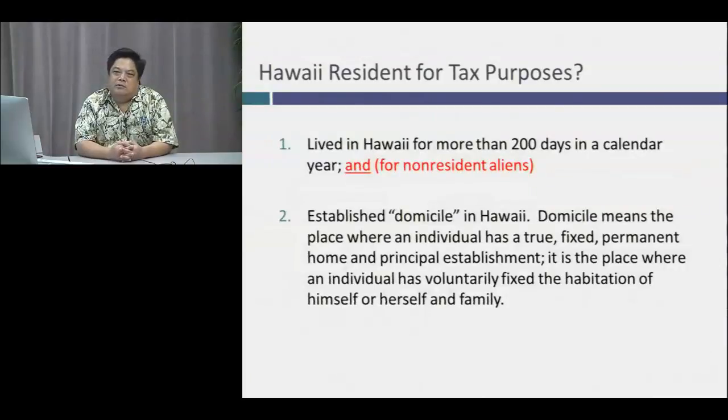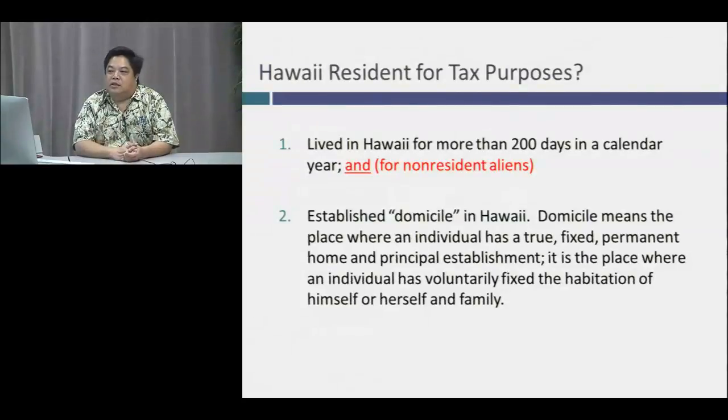Now you might ask, what is the definition of resident for Hawaii taxes? The first thing is that to be a resident, you need to live in Hawaii more than 200 days in a calendar year. A calendar year means January 1 to December 31, and we're talking about 2016. So the question to you is, between January 1 and December 31, did you live in Hawaii more than 200 days? That's the first question. And if the answer is yes, then you need to consider item number 2.